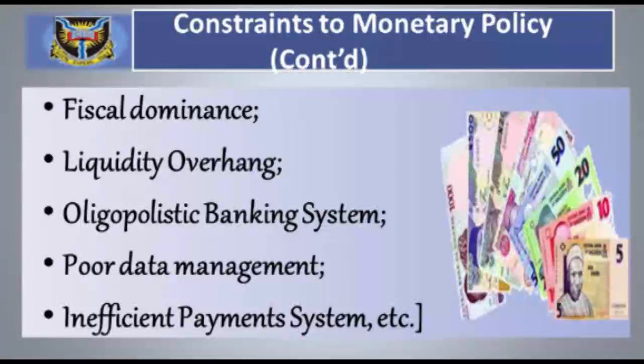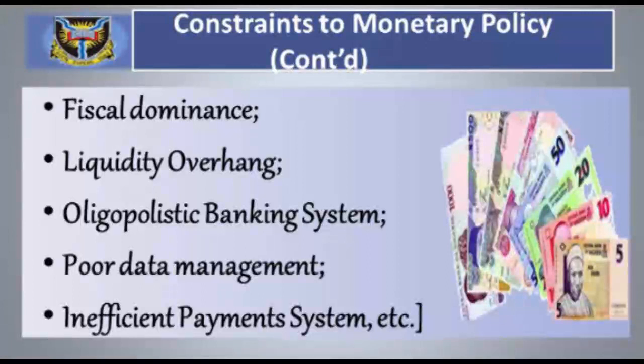Liquidity overhang. There are various sources of liquidity in the Nigerian economy. Predominant in this regard is the growth of credit to the government. Others include oligopolistic banking system. The oligopolistic structure of the Nigerian banking system is another constraint on the efficient transmission of the monetary policy instruments. Very few large banks control a greater proportion of the liquidity in the banking system.